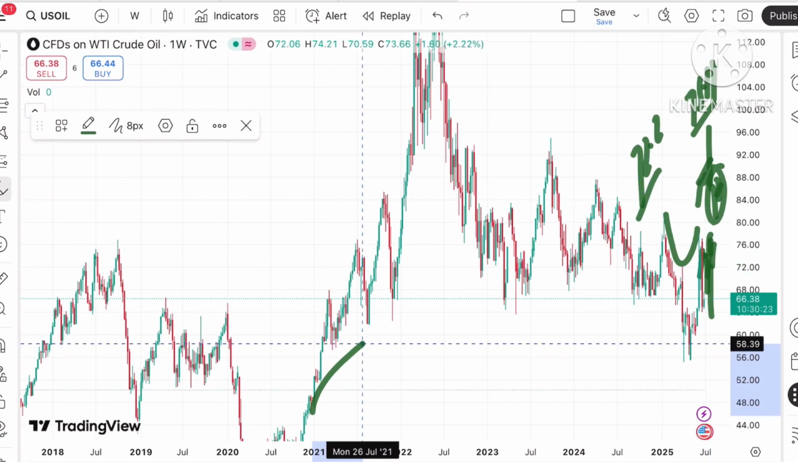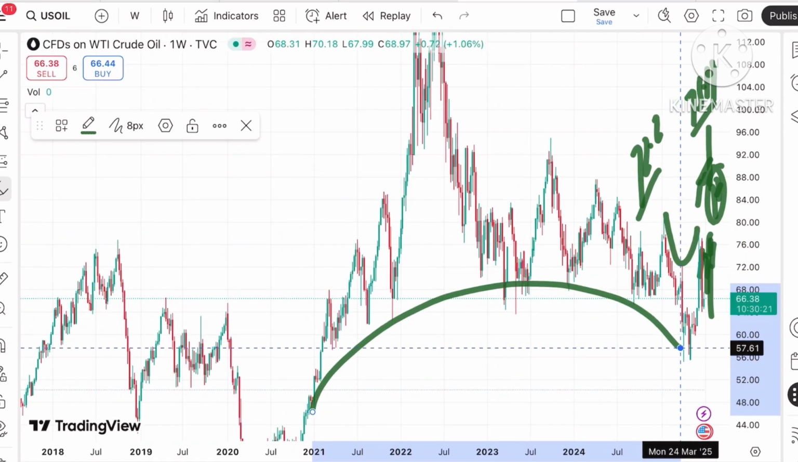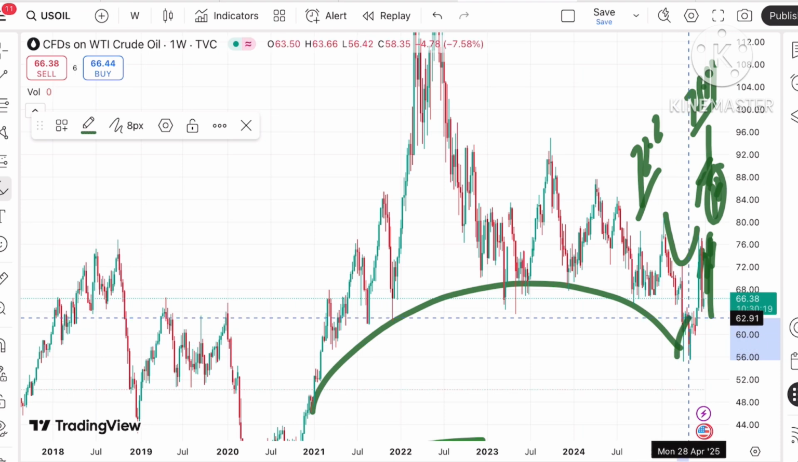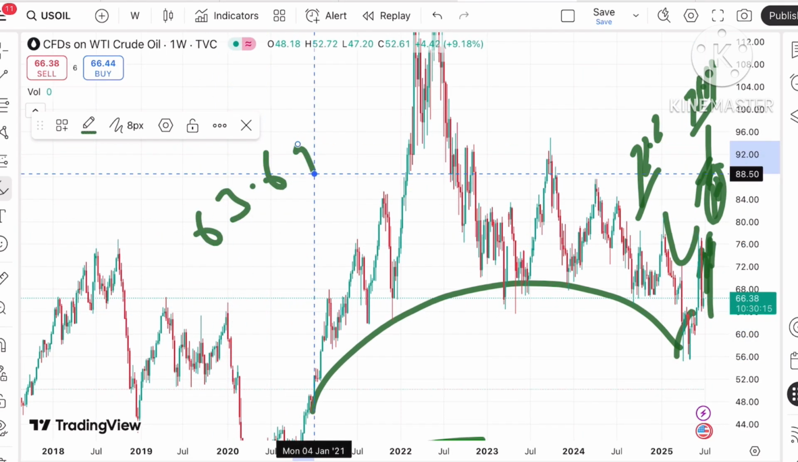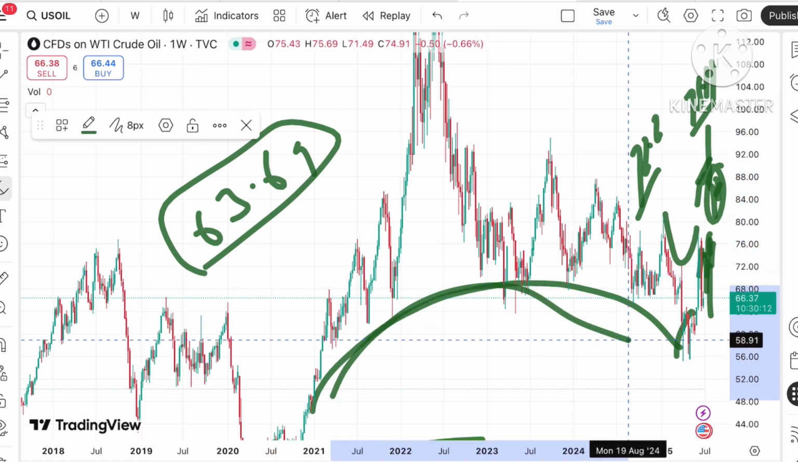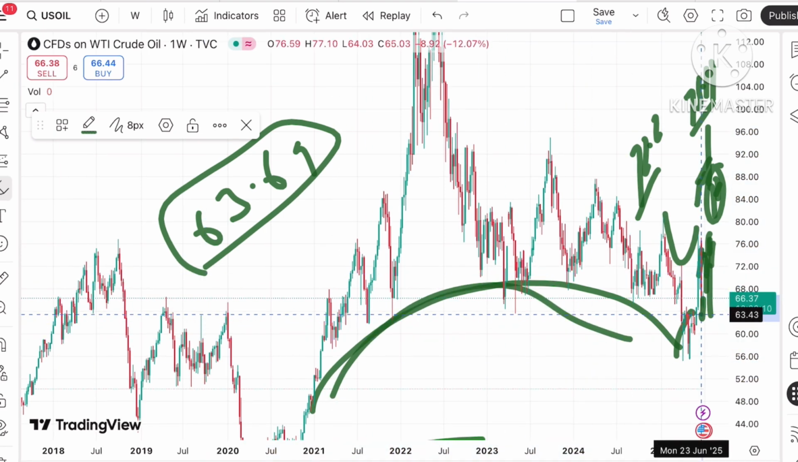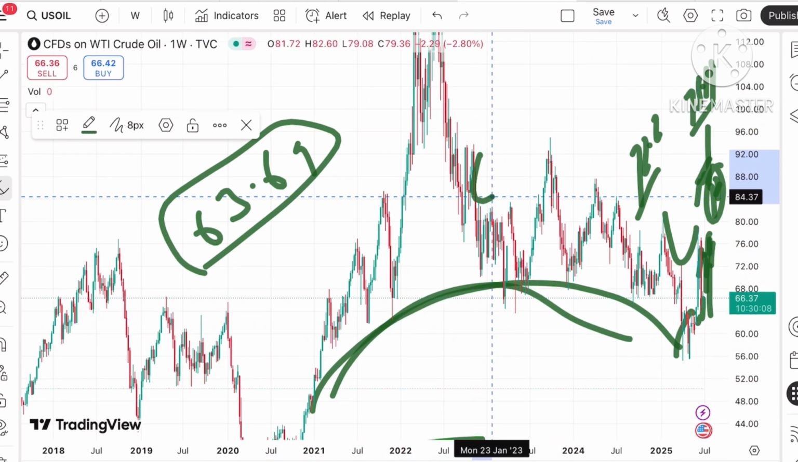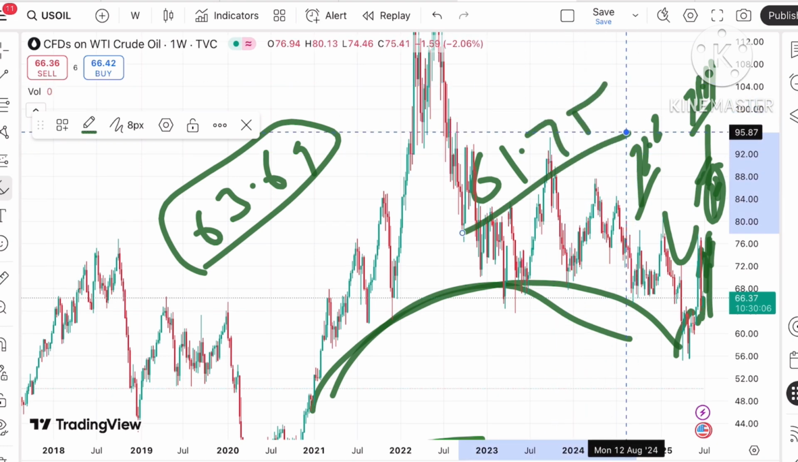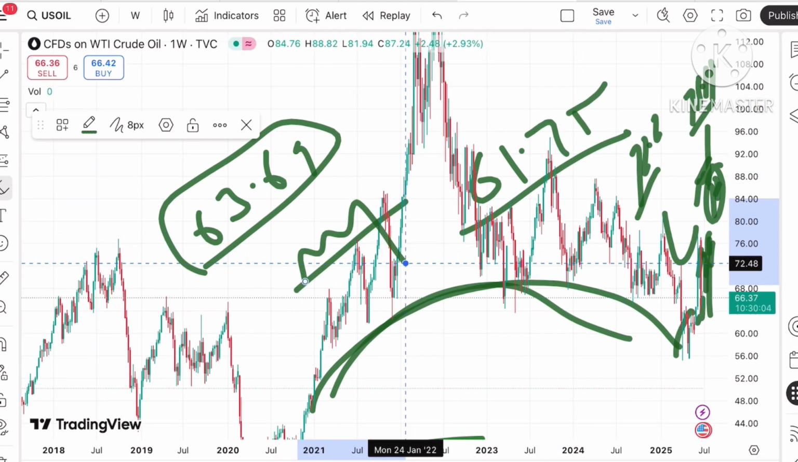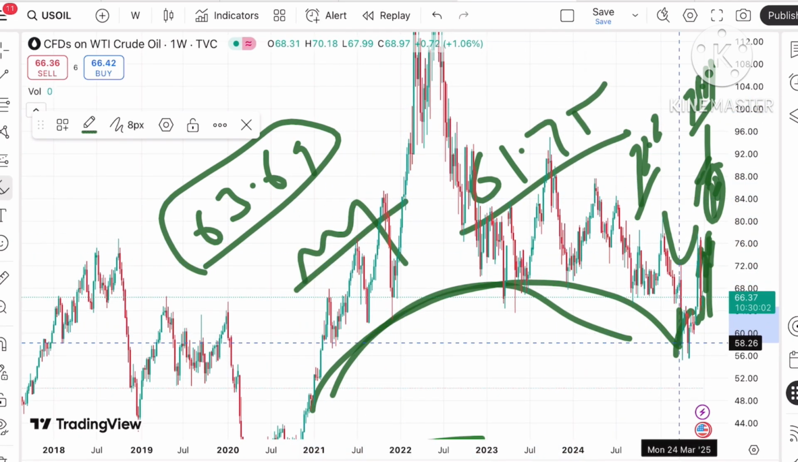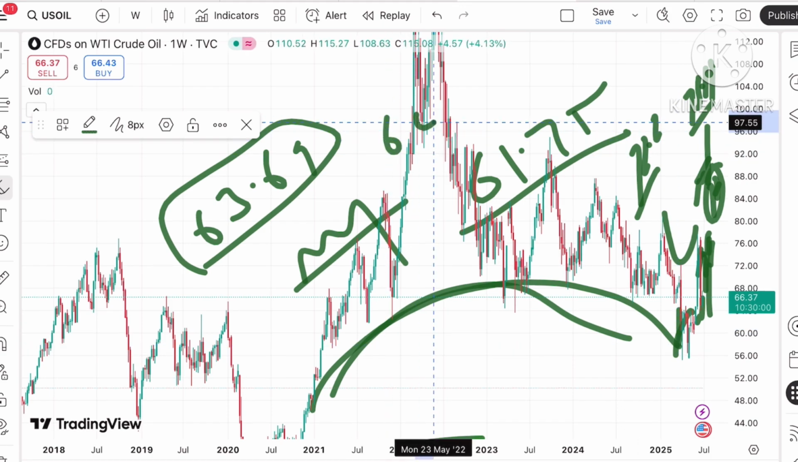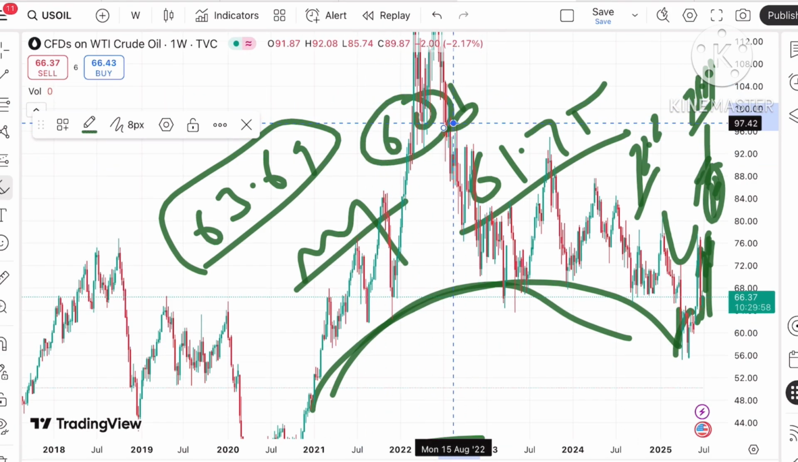Second thing, you have to understand the bigger pattern is forming. You can see if the price started falling below a level of around $63.69, this is the pattern forming. There is a probability of going below a level of around 61.75. The 61.75 is already tested, so the price will go further down, and after that it can touch a level of 60, and then a further fall can be there.